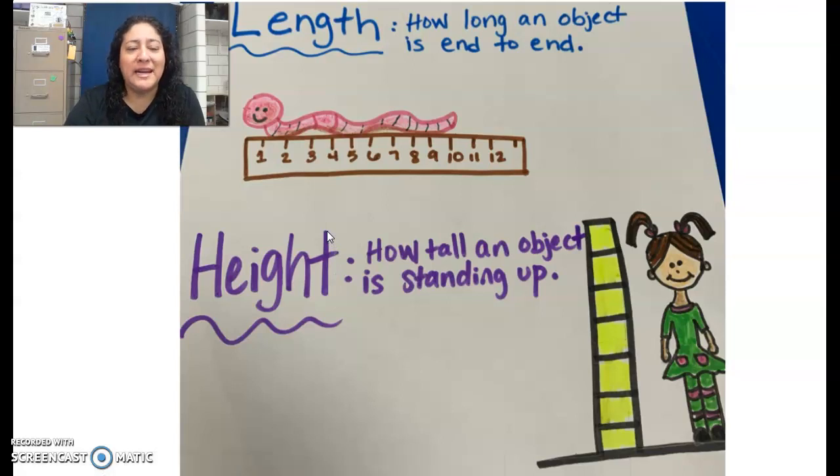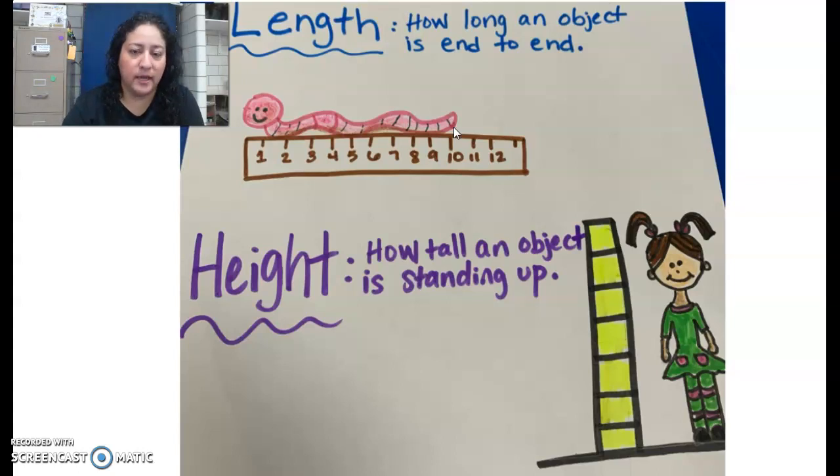Remember, length is how long an object is from one end to the other end. Like this little worm, that's how long it is. Length is how long an object is when it's laying down on its side, from one end to the other end, like that. That's length. Can you say length?